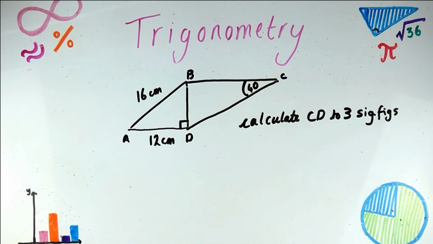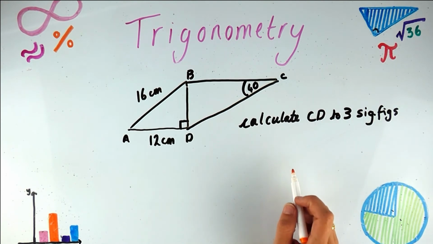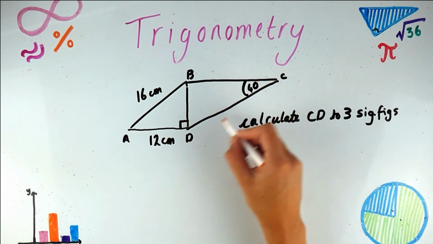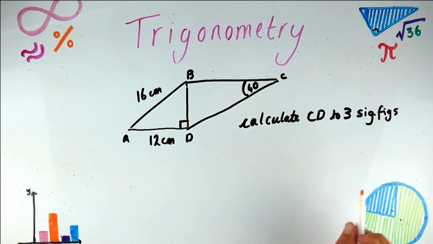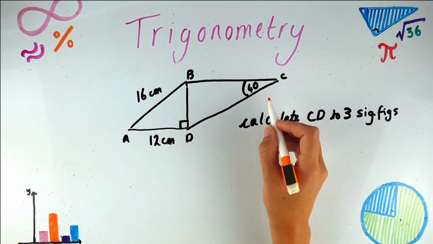Okay, so here's the question. You get given this diagram, and the question is to calculate the CD, so that's this length here, to 3 significant figures, or sig figs for short. So start with this question. We're actually going to have to use Pythagoras because we don't have enough information here to find CD.